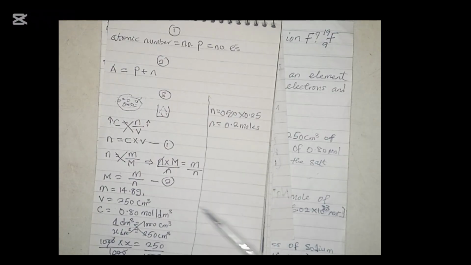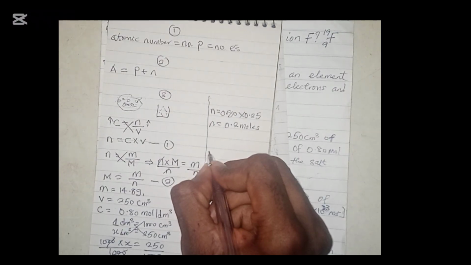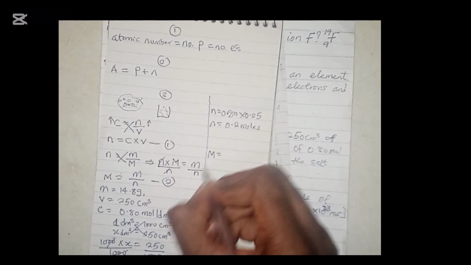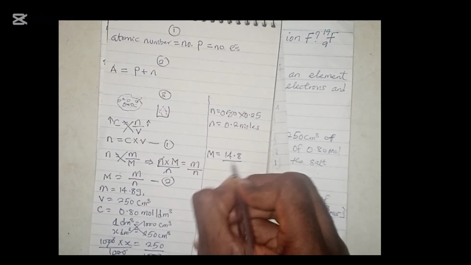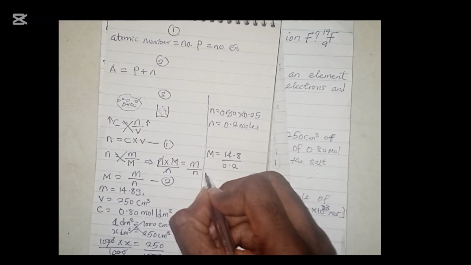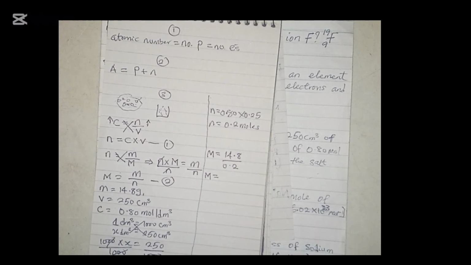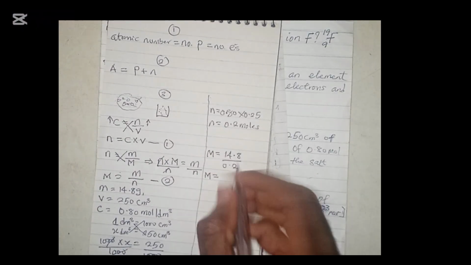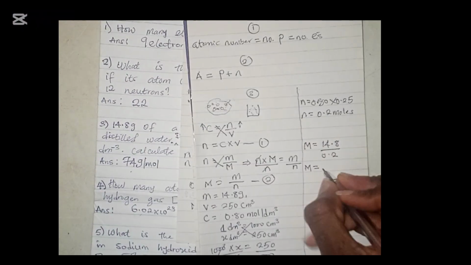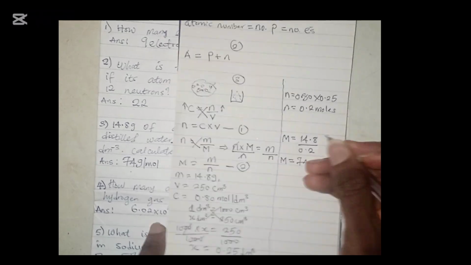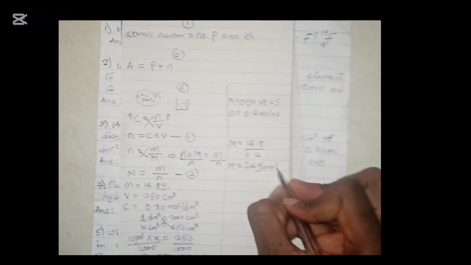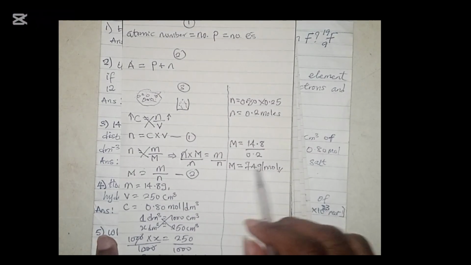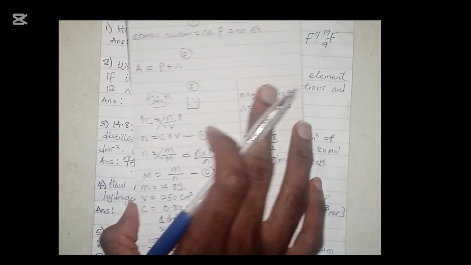Now, since we know our number of moles, we can go into equation number 2 to calculate the molar mass. Now, for the molar mass, it will be equal to, what is our mass? We're given a mass of 14.8 gram. So 14.8 divided by 0.2, and therefore our molar mass is equal to what? Molar mass is equal to 74 gram per mole, and that is the molar mass because the unit of molar mass is gram per mole.